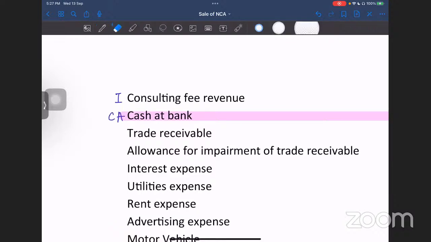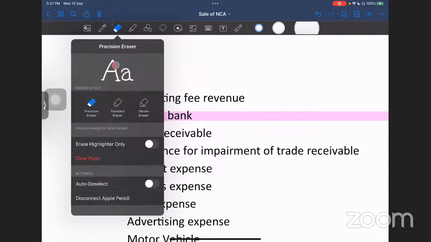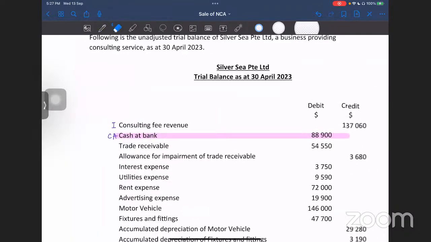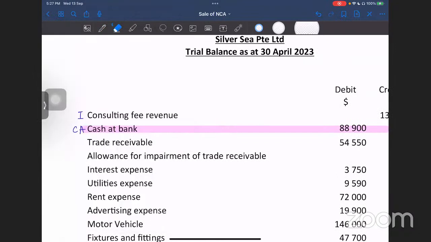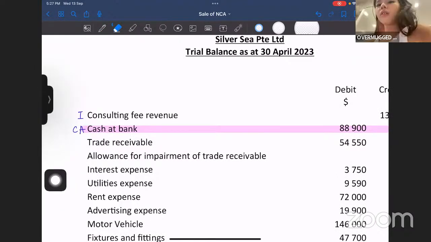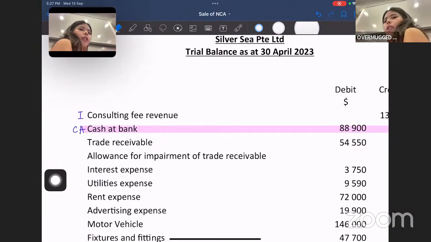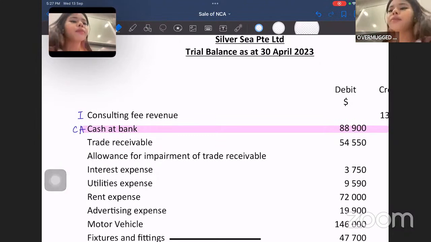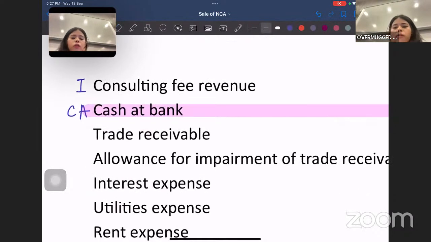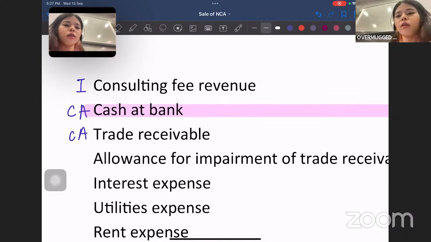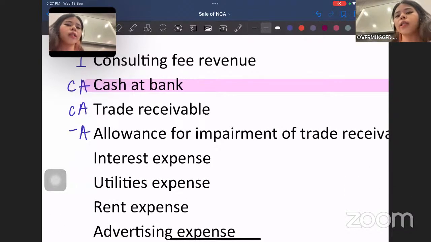Okay, what if it's sitting at the CR side? What if it's sitting at the credit side? If it's sitting at the credit side, it means my cash at bank has a negative balance, which means that it is a bank overdraft. Okay, then trade receivable, current asset, allowance, contra asset.